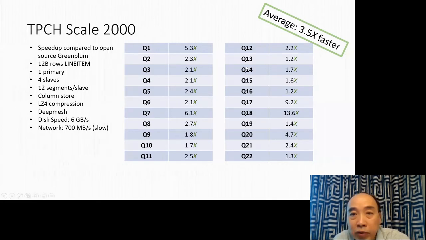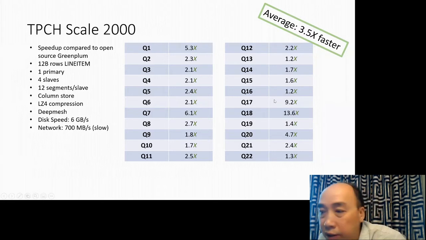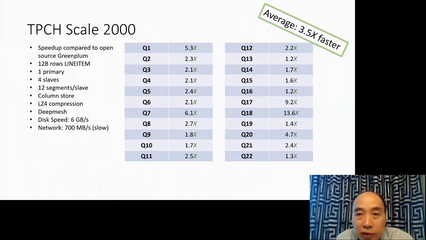So on average, we're about 3 times faster, and you can see from this table here, Q1, the one that we did just now, is 5 times because there's very little network traffic there, so we really see the speedup compared to what I did on my local disk. I want to highlight Q1, Q5, and Q17 in this talk. I think they show most of the improvements that we see.